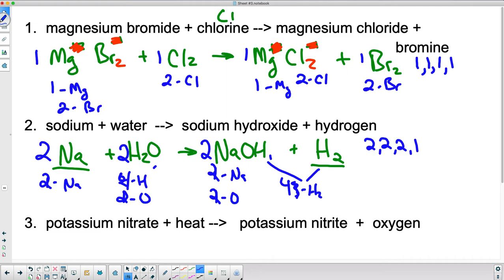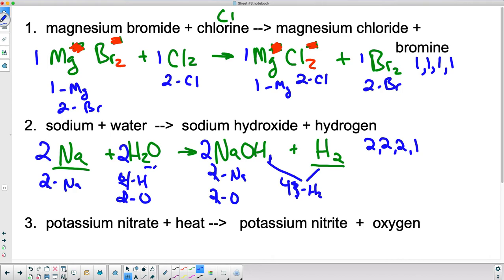So here's what I typically do. Notice that you have a 2 on this side, and you have a 1 on this side before we get started with the balancing. So basically, I double the one that's a 1, so that now I have an even number of hydrogens on both sides. And then I can go back and balance the hydrogen pretty easily.